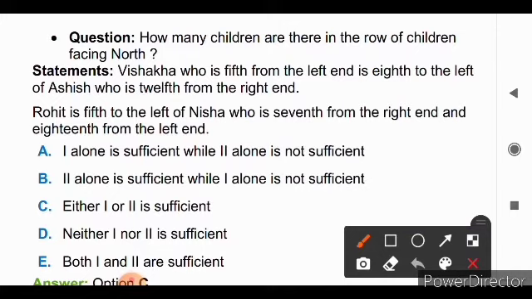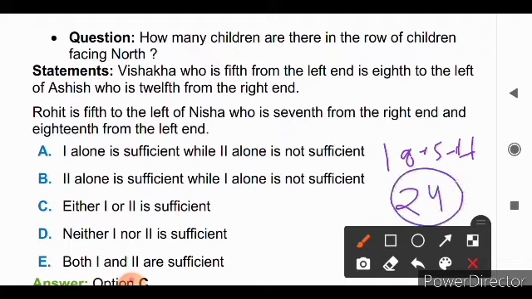Then with statement 2, Rohit is 5th to the left of Nisha, who is 7th from the right end and 18th from the left end. So with statement 2, Nisha is 7th from the right and 18th from the left end of the row, and Rohit is 5th to the left of Nisha. So total children in the row is 18 plus 5 plus 1. So total of these numbers is 24. So total children in the row is 24.